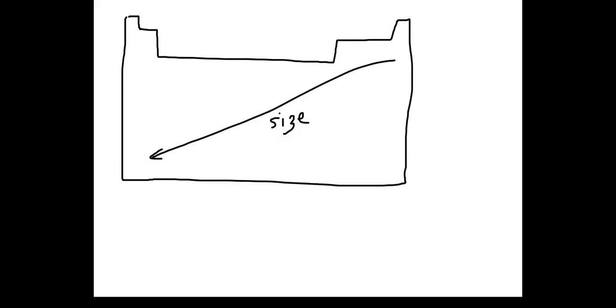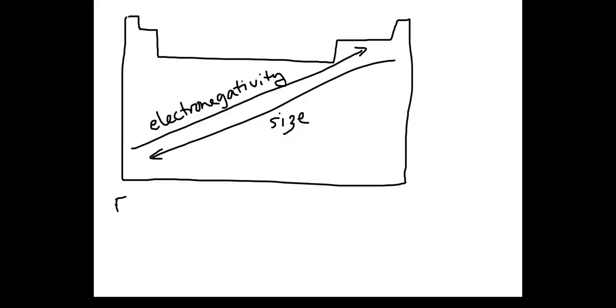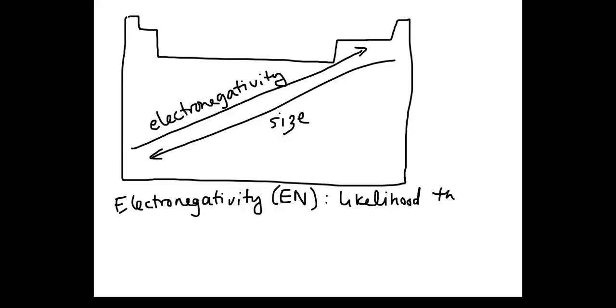Electronegativity, which I will define, has the opposite trend. So electronegativity, which can also be abbreviated as EN, is the likelihood that an element will gain an electron. I also call it kind of greediness for electrons.